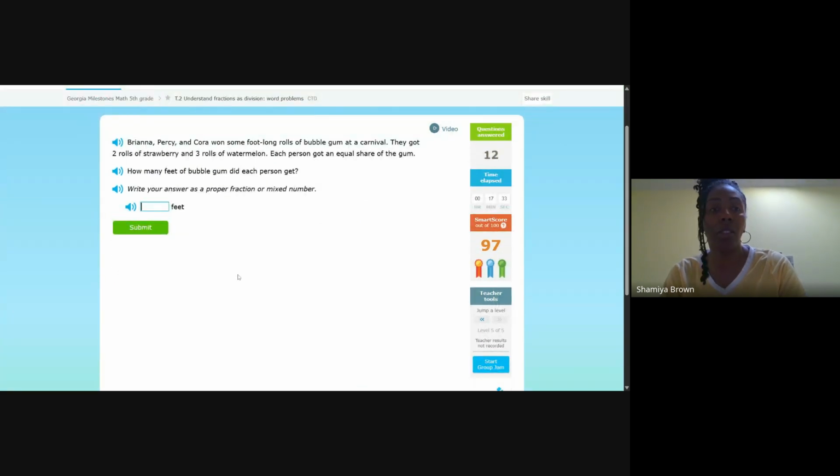There is no other level. Let's do this one more. Brianna, Percy, and Cora won some foot-long rolls of bubble gum at a carnival. They got 2 rolls of strawberry and 3 rolls of watermelon. Each person got an equal share of the gum. How many feet of bubble gum did each person get? So it's 5 total rolls, 3 people. So once again, that's 5 over 3. So it's going to end up being 1 2/3. That's a popular answer.